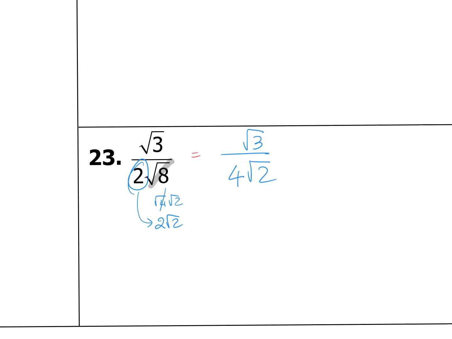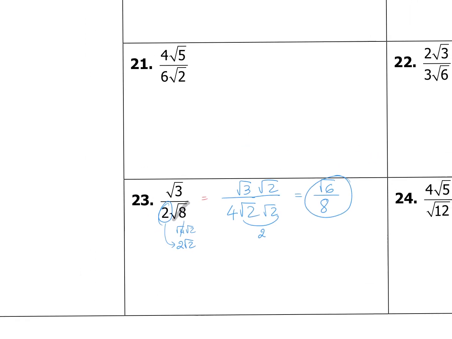All right, I'm going to multiply square root 2 to the top and the bottom because I don't want my denominator having the radical. So I'm ending up with square root 6 over 4 times 2 is 8. So square root 2 times square root 2 is 2. 4 times 2 is 8. So that's my final answer because I cannot simplify anymore.